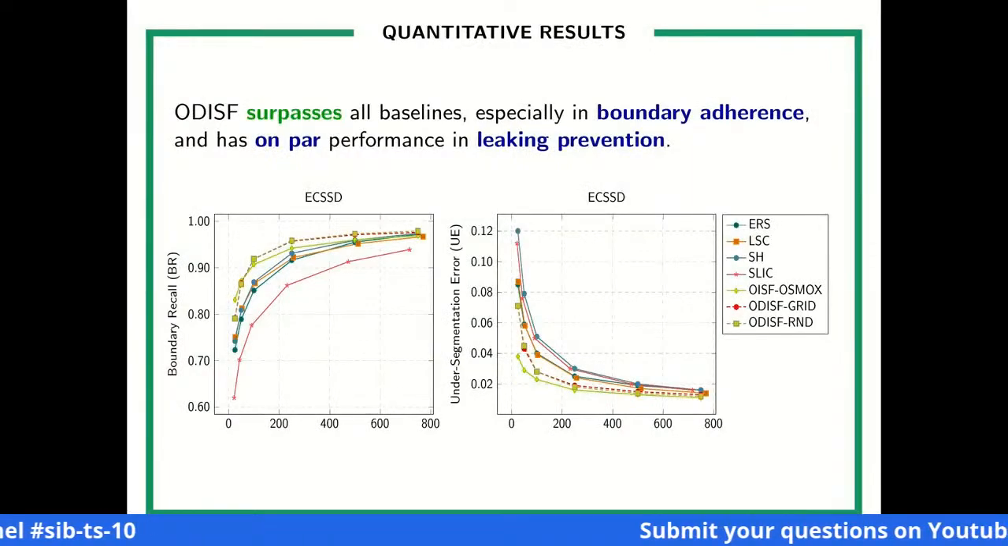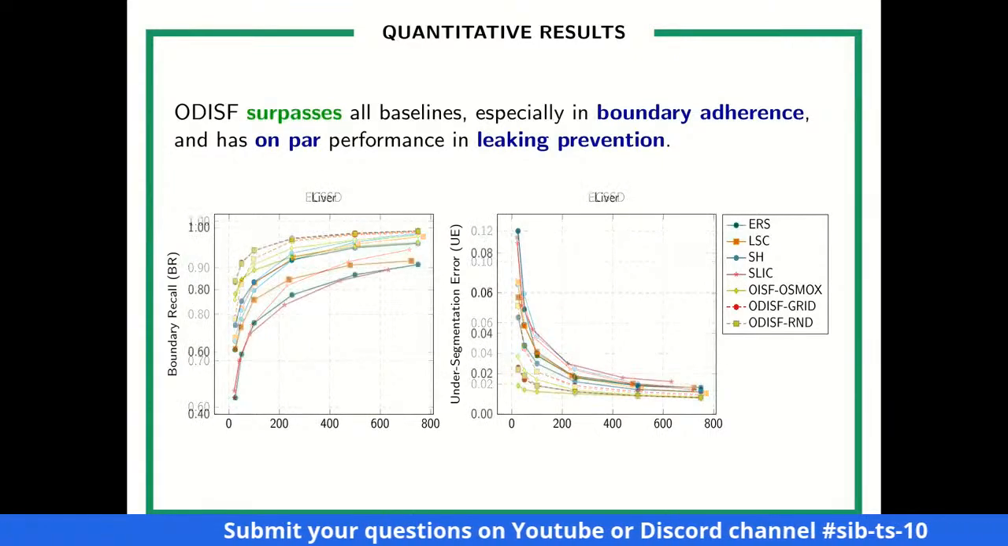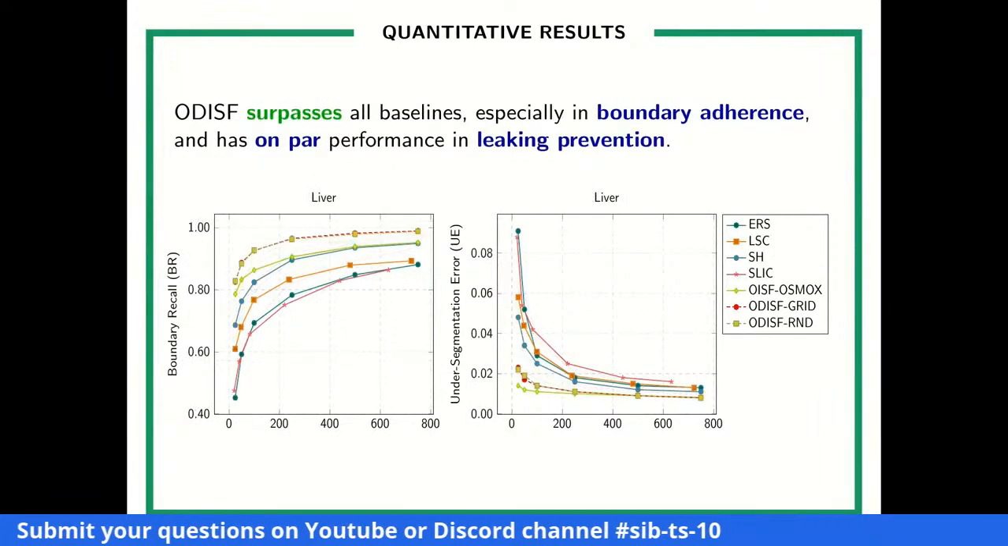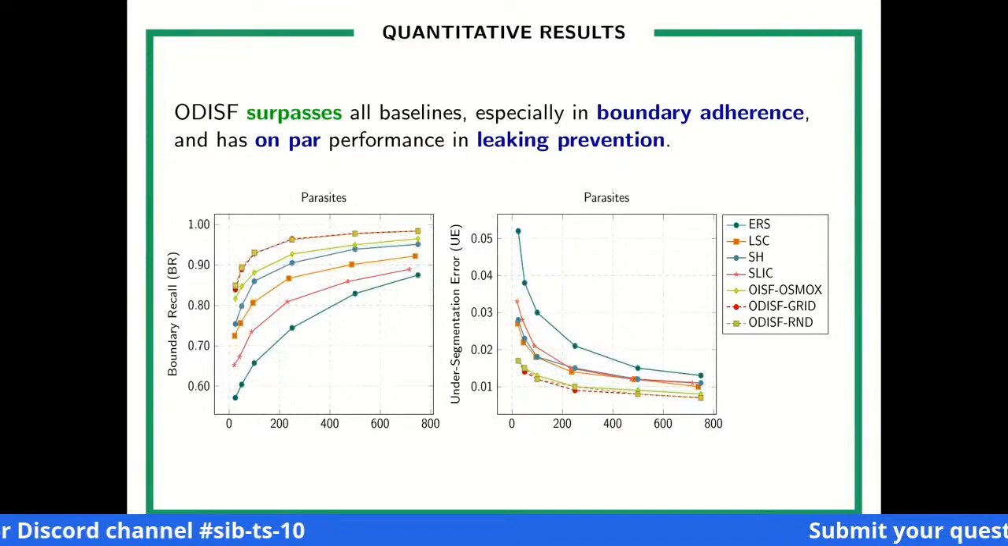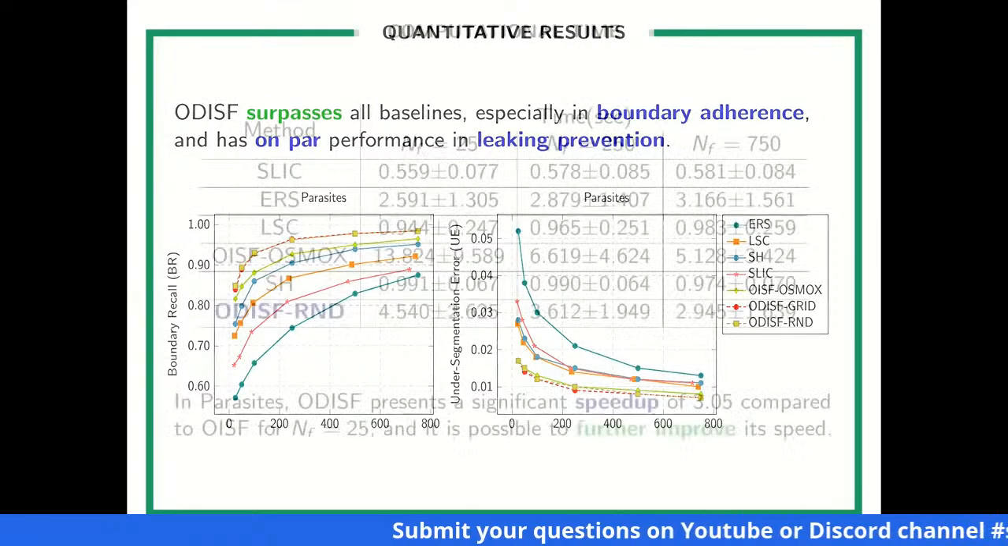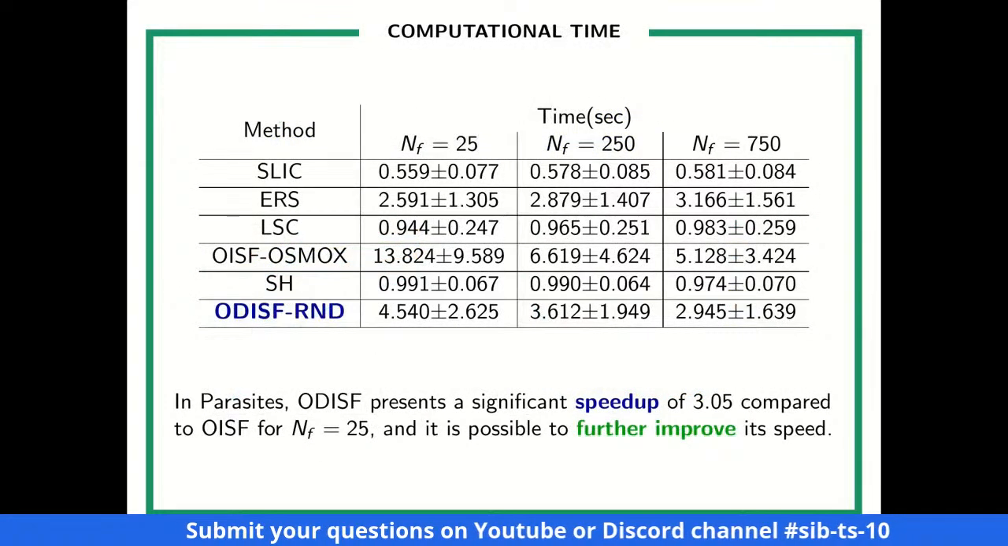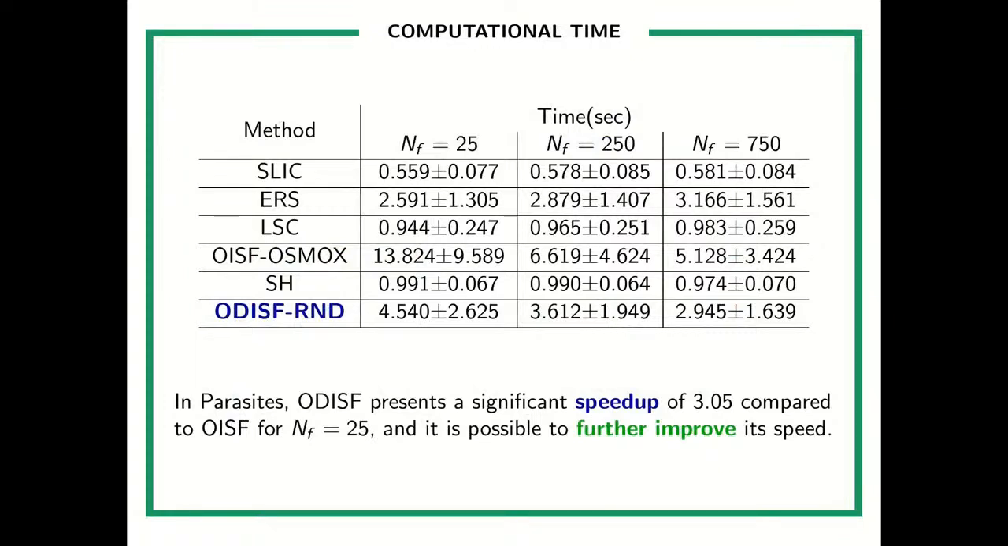Results show that ODIS surpasses all baselines regarding boundary adherence, considering both natural and medical image datasets, while achieving on-par performance in preventing superpixel leakings. In terms of speed, ODIS presents the ability of being faster as the number of superpixels increases. Also, it is not only faster than OISF, but its efficiency can be further improved by recent proposals for the IFT framework.